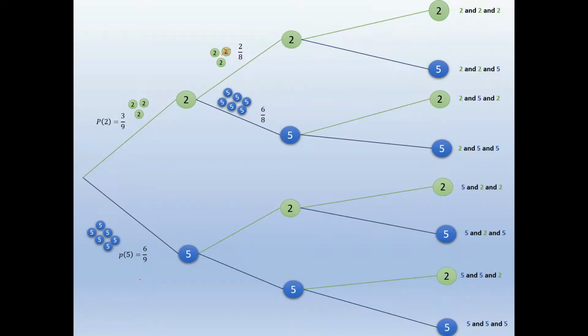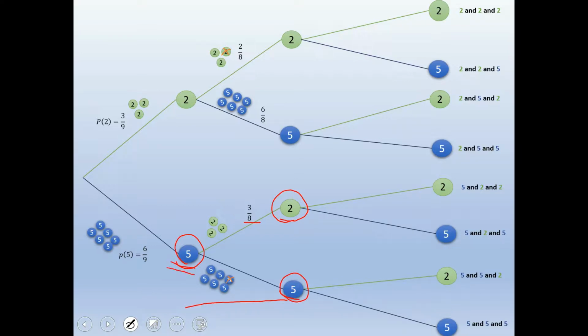Now let's look at the other side. What is the probability of selecting this particular counter 2 here after we got 5 in the first trial? We have 3 counters labeled 2 and 8 in total. So it's just 3 out of 8. Now the probability of selecting counter labeled 5 in the second trial after selecting 5 in the first one will be 5 out of 8.